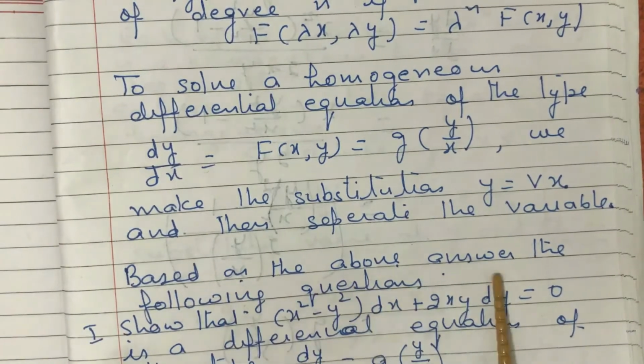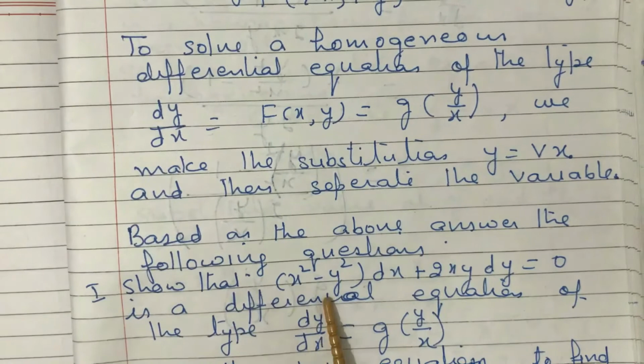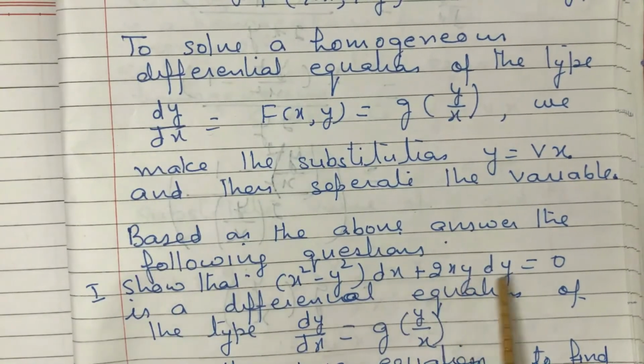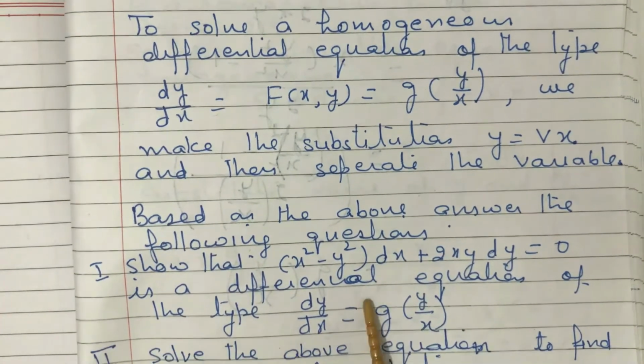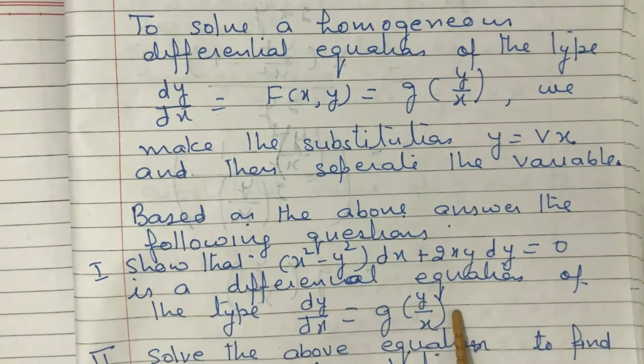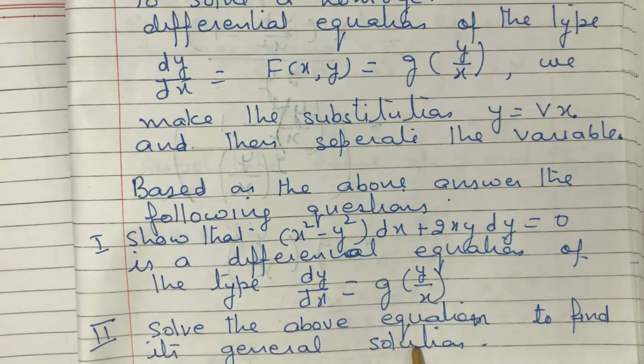Based on the above, answer the following questions. The first question is, show that (x square minus y square) dx plus 2xy dy is equal to 0 is a differential equation of the type dy by dx is equal to g(y by x). Second, solve the above equation to find the general solution.